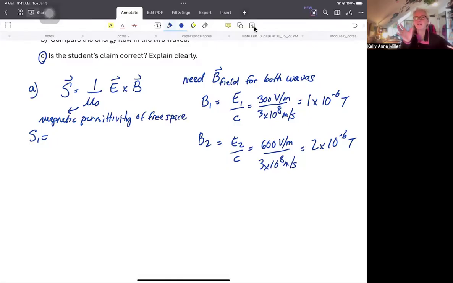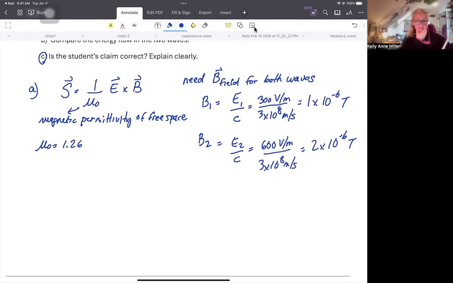And again, it's a constant for different materials. You can look up the magnetic permeability of different materials, but we're mostly talking about waves propagating through air or a vacuum. Okay, and so the value for that is, what is it? It's 1.26 times 10 to the -6 Tesla meters over amps.